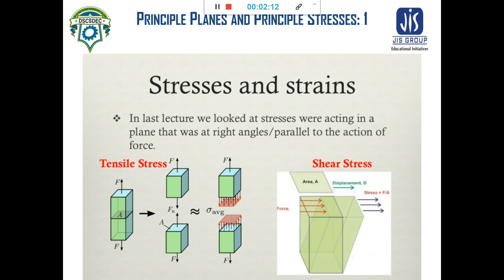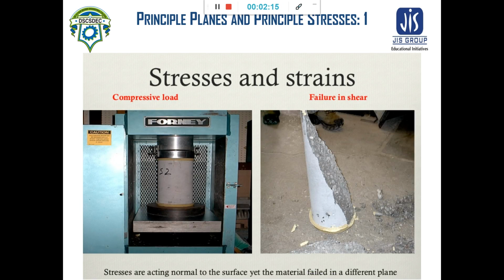But in real life condition, whenever a compressive load is given to a workpiece, we can see that the breaking or failure will occur in an inclined plane. That means the major stress will be on this inclined plane, and this major stress will be equal neither to the normal stress nor to the shear stress. So what type of stress will be acting in this plane? The stress acting in this plane is the resultant stress.